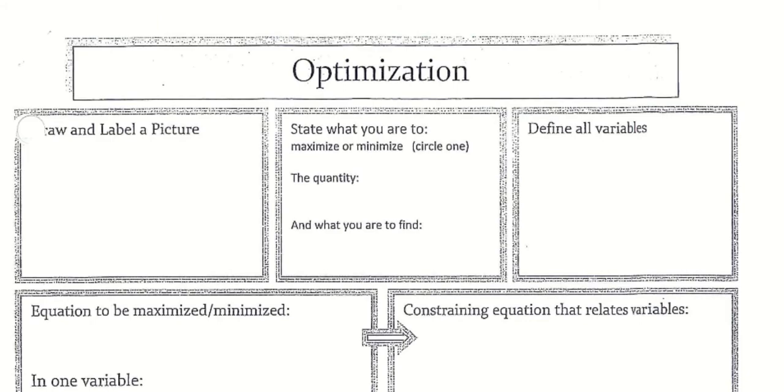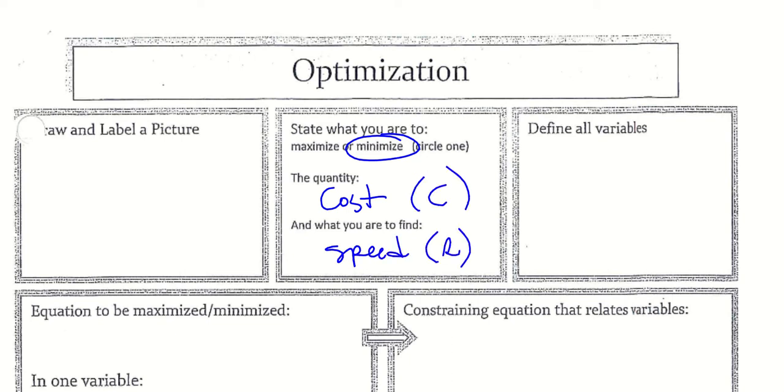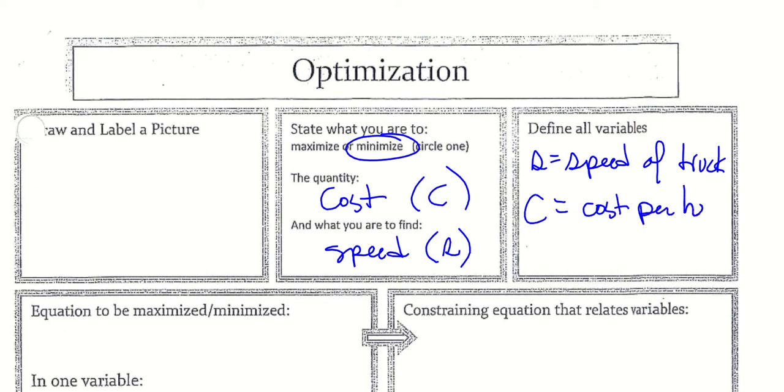So we're going to walk through that process using our graphic organizer. So I'm going to come down here and pull out this graphic organizer. So here's what we have. Not really a picture to draw here. We are minimizing the cost, and we are finding the speed. So we're minimizing cost, capital C, and we're finding speed, lowercase s. S is the speed of the truck. Capital C is the cost per hour to operate the truck.